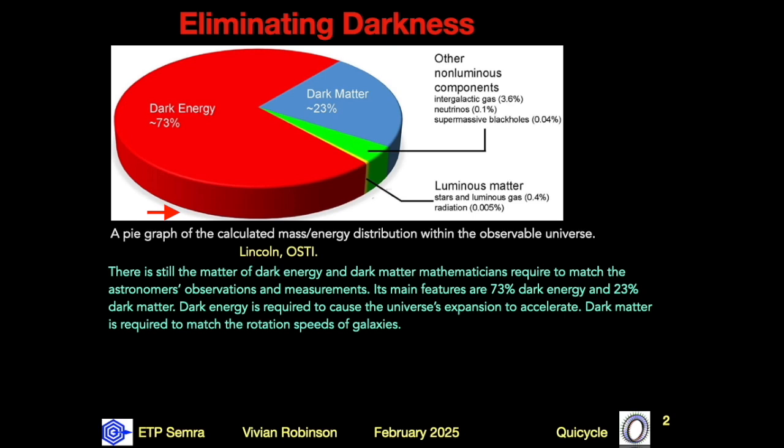There are still the issues of the 73% dark energy and 23% dark matter that mathematicians require to match astronomers' observations and measurements. Dark energy is required to cause the universe's expansion to accelerate. Dark matter is required to match the observed rotation speeds of galaxies. But if the universe is not expanding, why should we be concerned about its accelerated expansion? Well, the results were obtained, so we need to evaluate them and find out what their measurements mean.